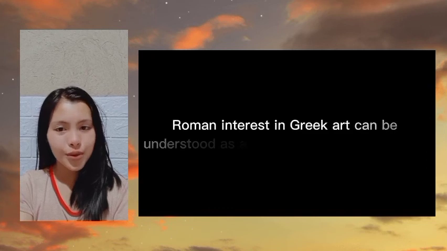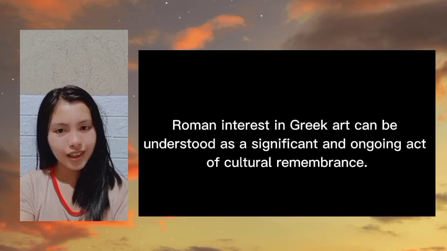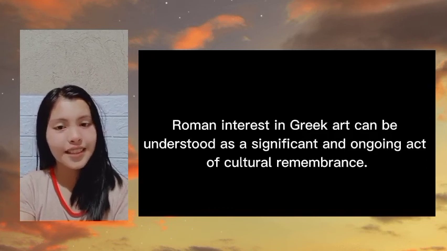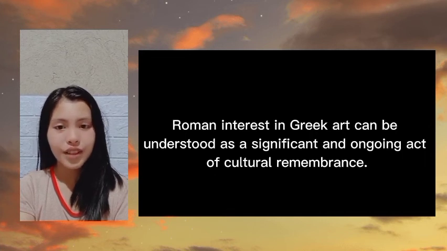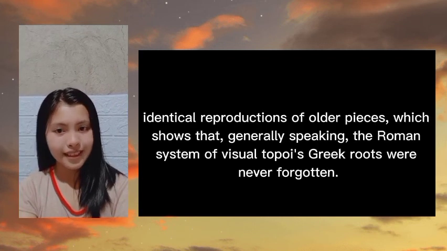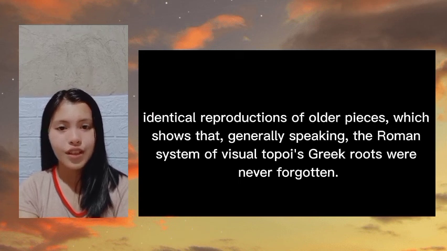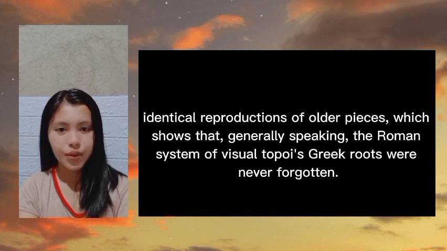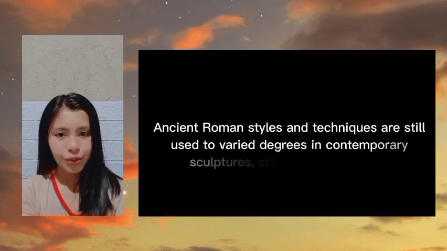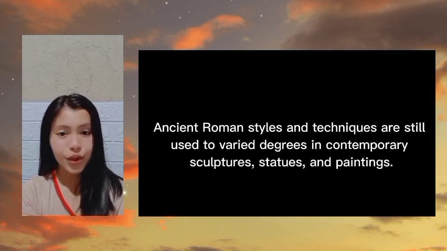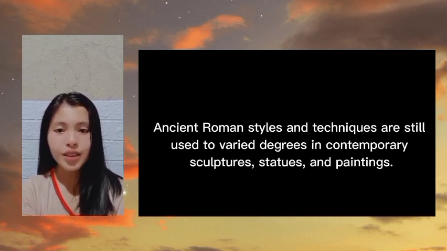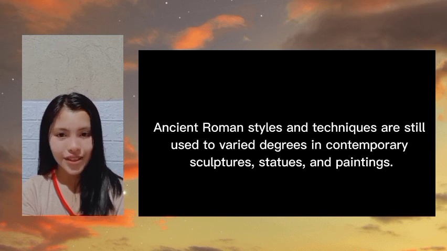Lastly, Roman interest in Greek art can be understood as a significant and ongoing act of cultural remembrance. Roman art is known for producing identical reproductions of older pieces, which shows that, generally speaking, the Greek roots of the Roman system of visual topoi were never forgotten. Ancient Roman styles and techniques are still used to varying degrees in contemporary sculptures, statues, and paintings.